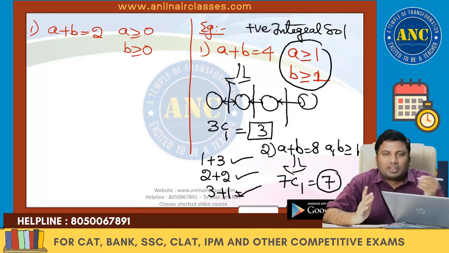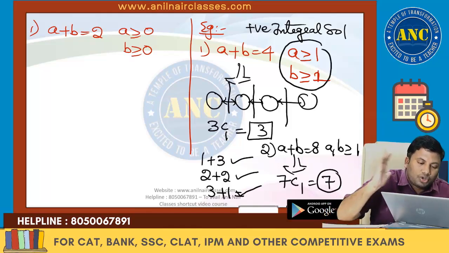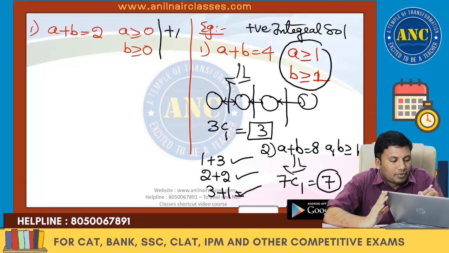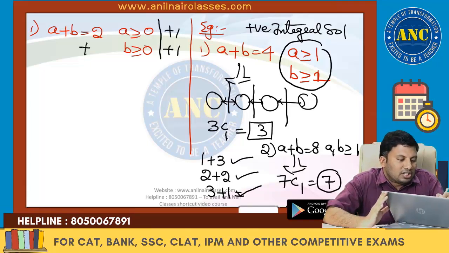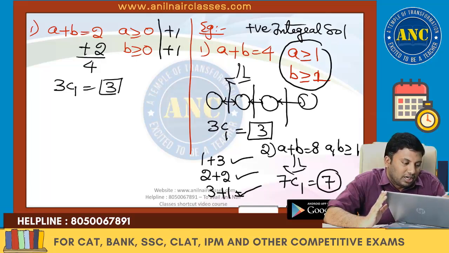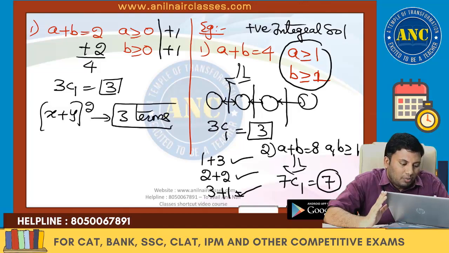Now, variables starting with 1 is easy. But in the question, the variables are starting from 0. So add 1, add 1. That is nothing but 2 plus 2, 4. If 4 balls are written in a line, there are 3 gaps. So 3C1 is nothing but 3. That means for x plus y whole square, how many terms did I get? 3 terms I got.